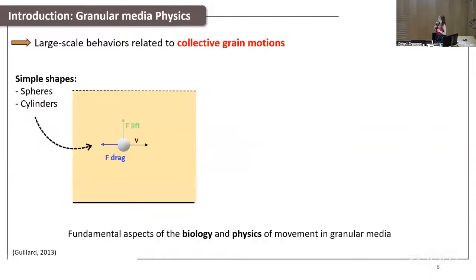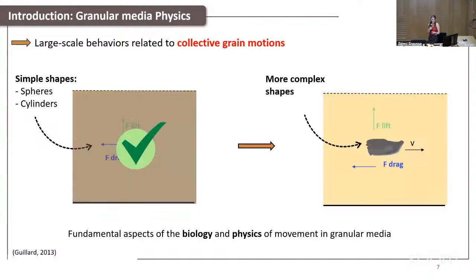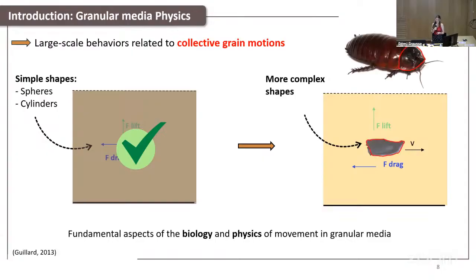At large scales, grain behavior depends on collective motions. Most studies focus only on simple shapes like spheres or cylinders, measuring drag, the horizontal resistance, and lift, the force that can push objects to the surface. In this project, we study how these forces behave with more complex shapes, especially the pronotum of cockroaches. And what is the pronotum? It's the first thoracic segment, and it's the first part to interact with the substrate during burrowing.